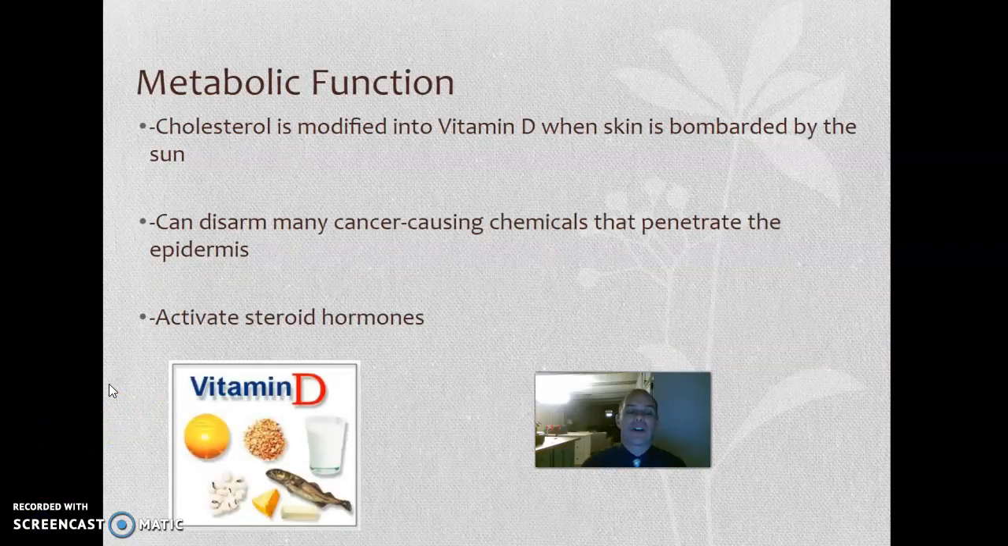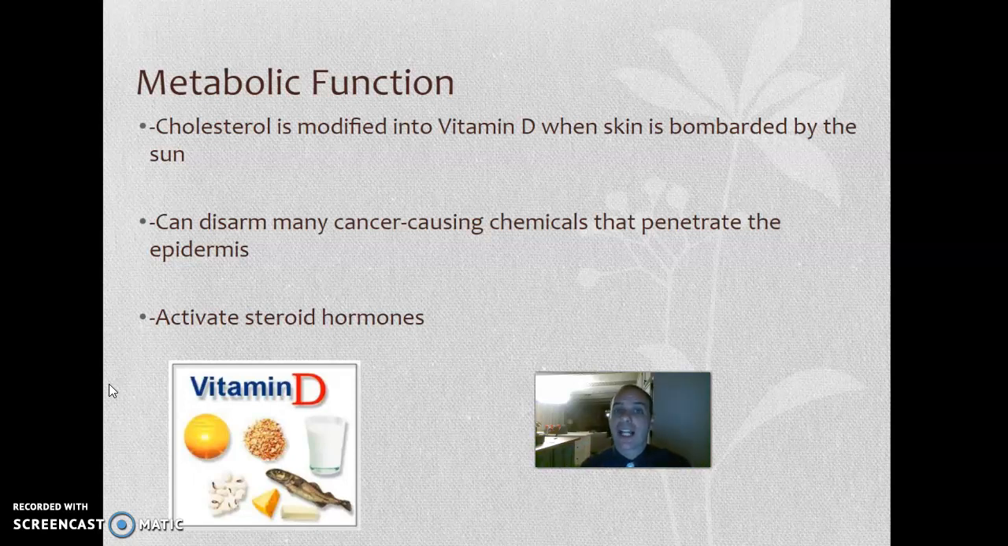So now to metabolic function. Cholesterol is modified into vitamin D when skin is bombarded by the sun. So when you walk outside and you get hit with UV rays, cholesterol is made into vitamin D. Vitamin D protects our skin. So the same vitamin you take by pill, vitamin D, you can get from sunlight. That's why it's really important to go outside and get UV rays.